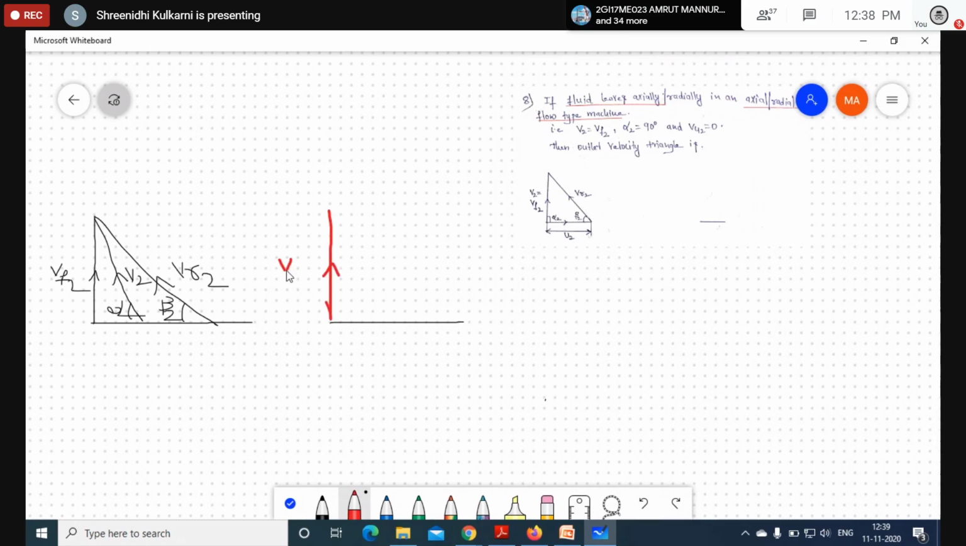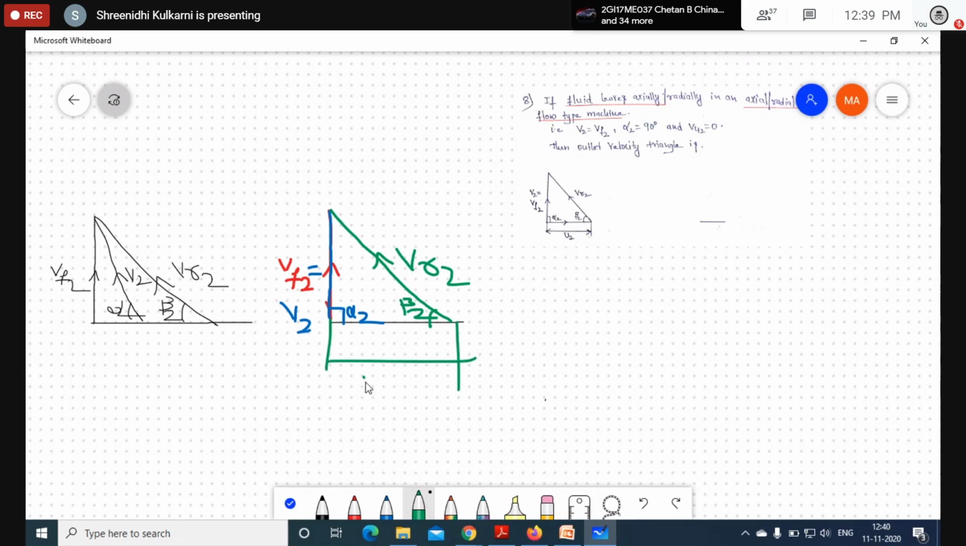So this is VF2, and whatever this V2 is, it is falling on VF2 because the fluid is leaving axially or radially. This angle I will call alpha 2, and this remains the same. I'll call it VR2. So this is VR2, and this angle is beta 2. From here to here, it is U2. But once again, VU2 is equal to 0.